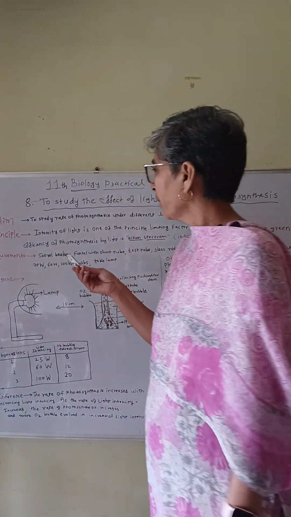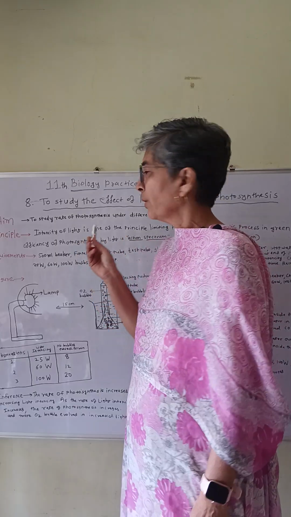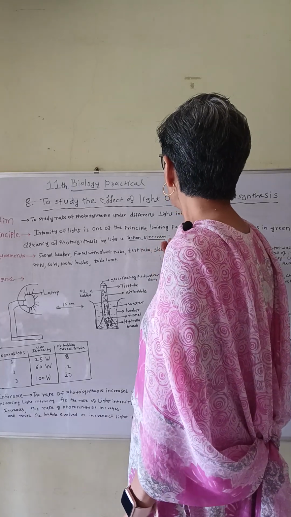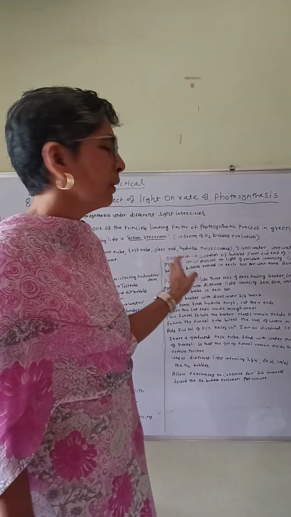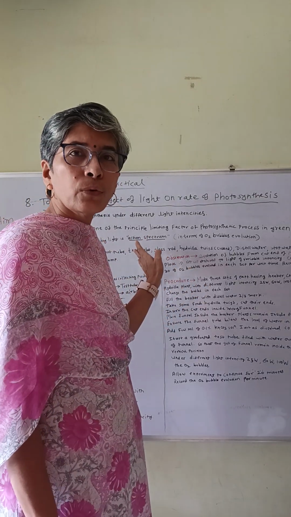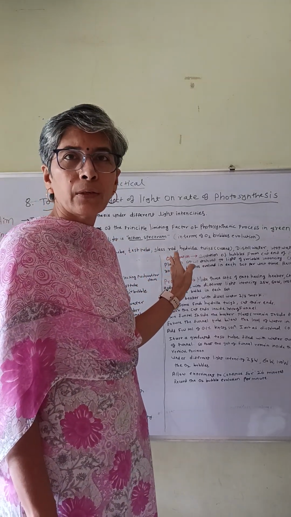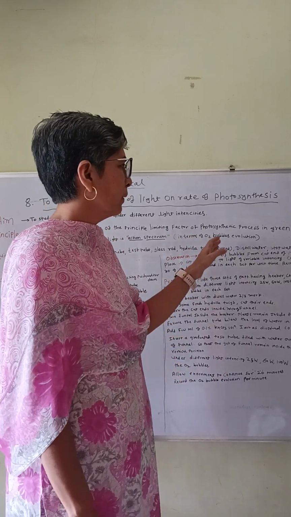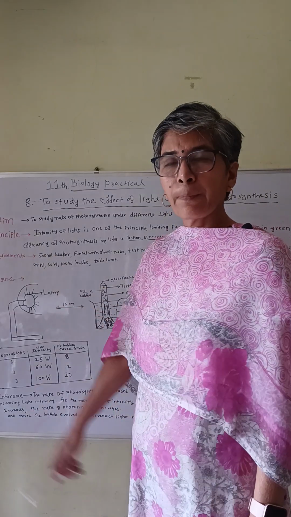The principle for this practical is that intensity of light is one of the main limiting factors of the photosynthesis process in the green plant. The efficiency of photosynthesis by light is the action spectrum, in terms of O2 bubbles evolution. Okay, this is the principle.